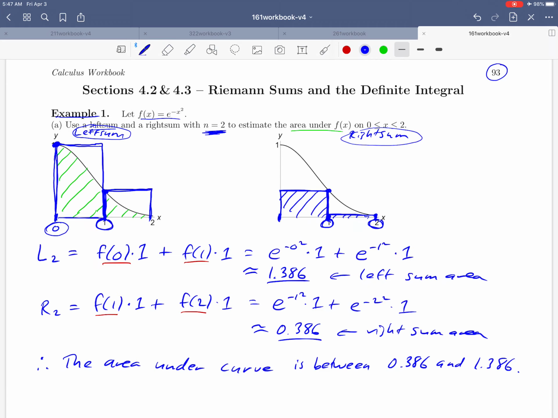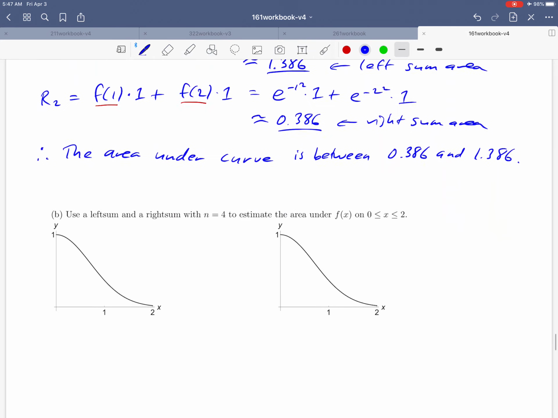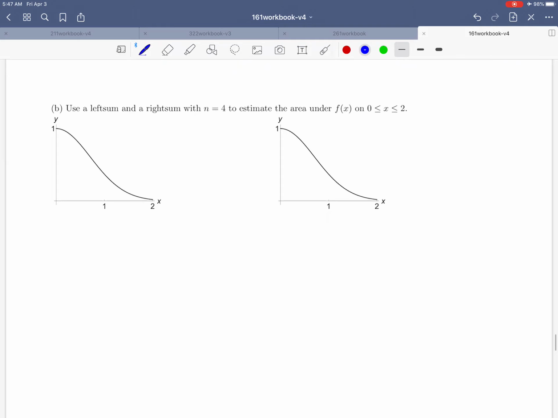Okay, so part B asks us to basically repeat this process, but to do it with more rectangles. So let's scroll up here. What I'd like to do is the left sum part of this together, and see if you can pause the video and do the right sum part of it. The only difference is this time they want us to use more rectangles, n equals 4. Everything else is the same.